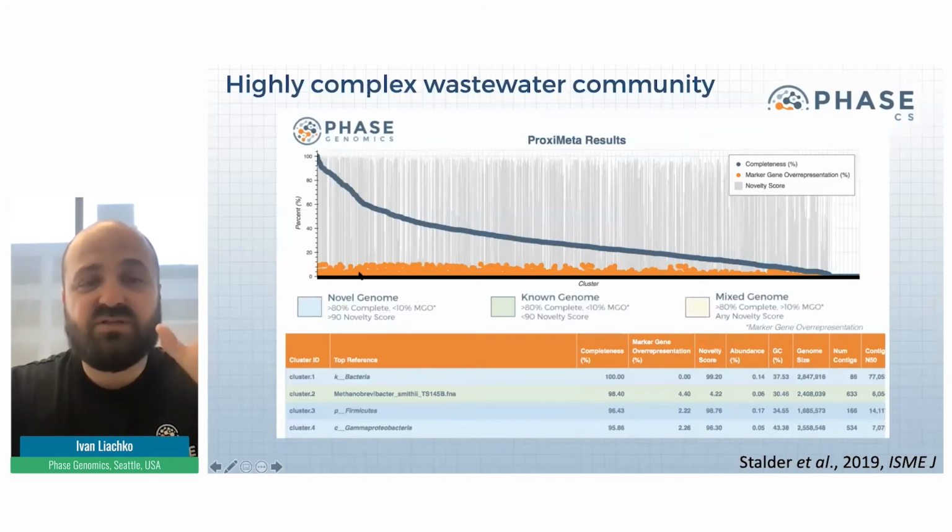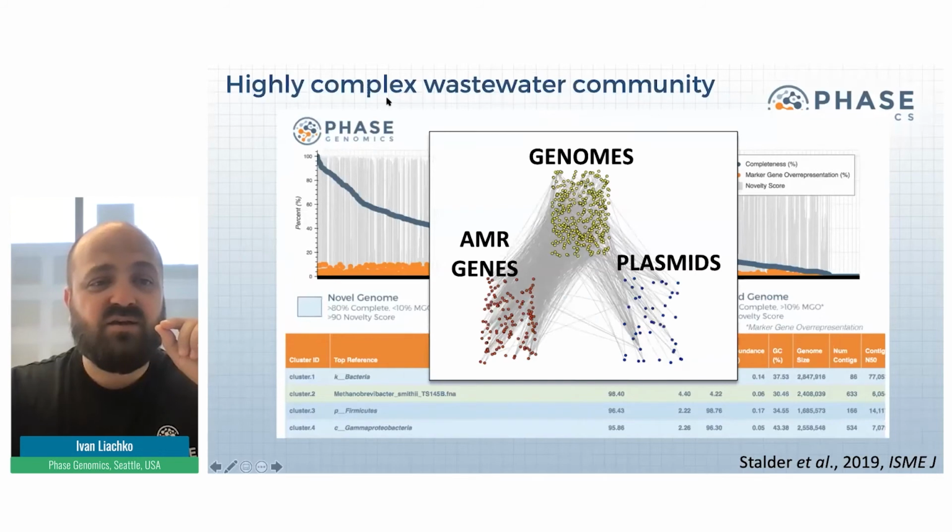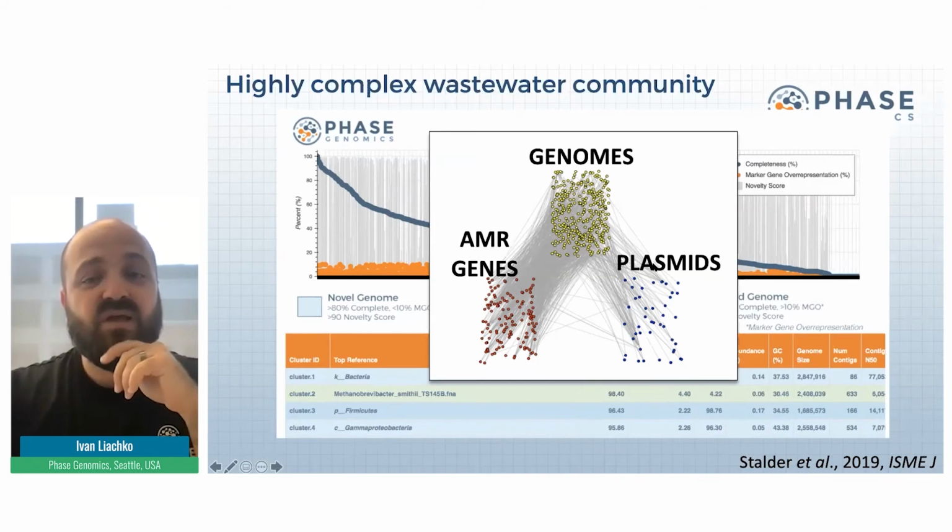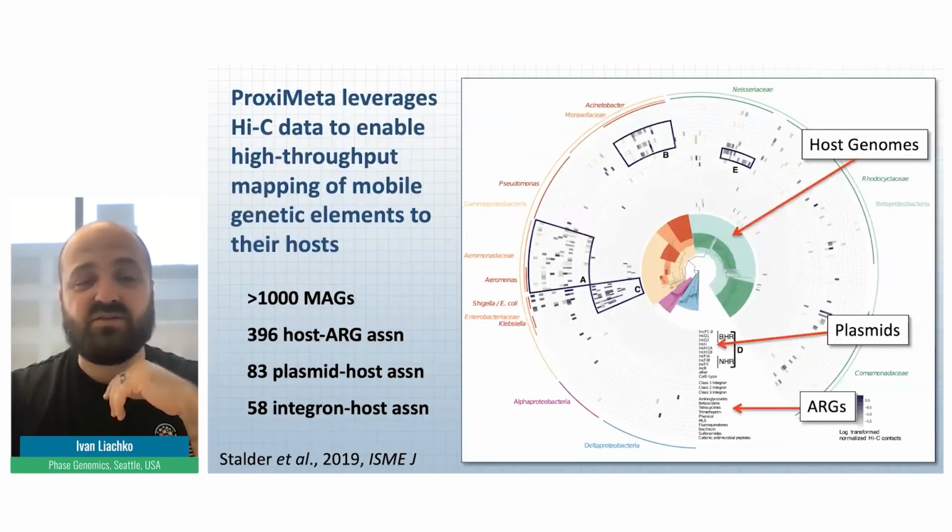So here's an example of a super complex sewer wastewater sample that we processed. It's got lots of MAGs. They're not even assembling because there's too many of them. But in addition to looking for the genomes, we can annotate this assembly to look for antibiotic resistance genes, for plasmid sequences, and see which ones connect to which hosts, because they will touch each other, right? And that gets you data sets like this.